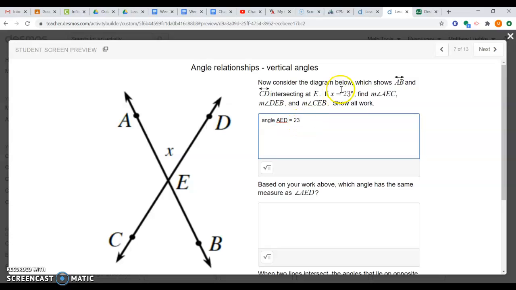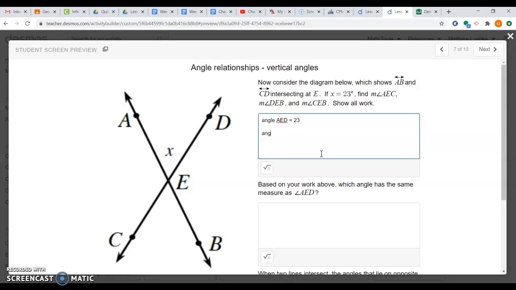Then it says we need to find AEC, the angle on the left. We need to find DEB, the angle on the right, and then we need to find CEB. We're going to do all of that using the idea of supplementary angles, because AED and DEB create a straight line, and that means they're supplementary. Supplementary angles are made up of 180 degrees, and we know 23 of them.